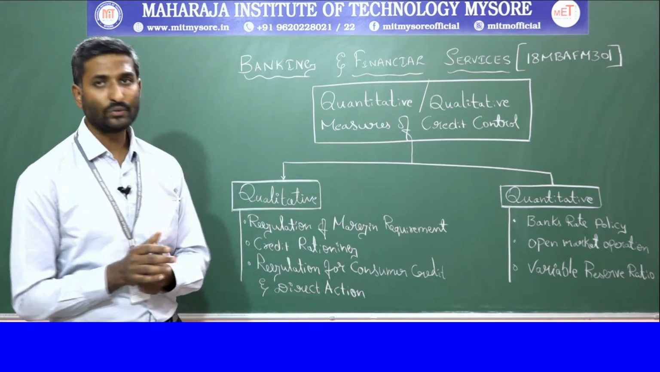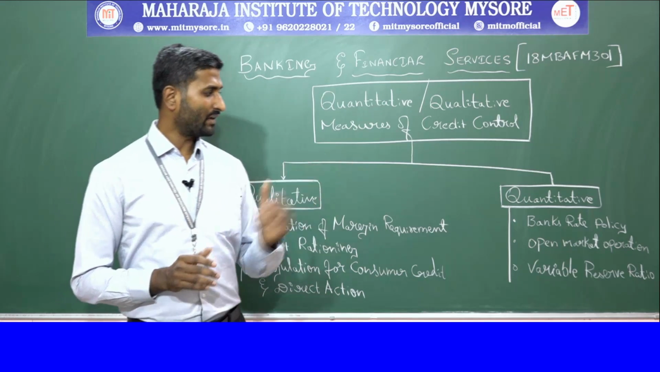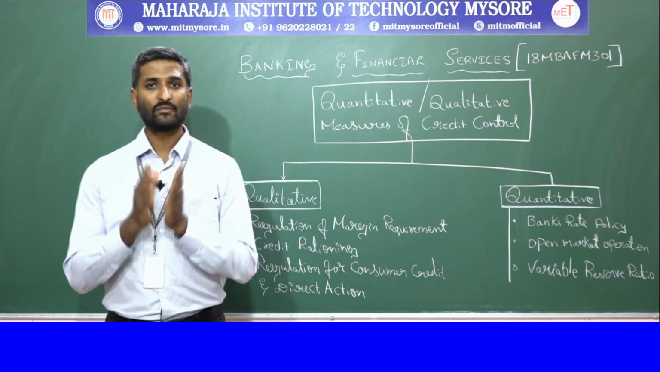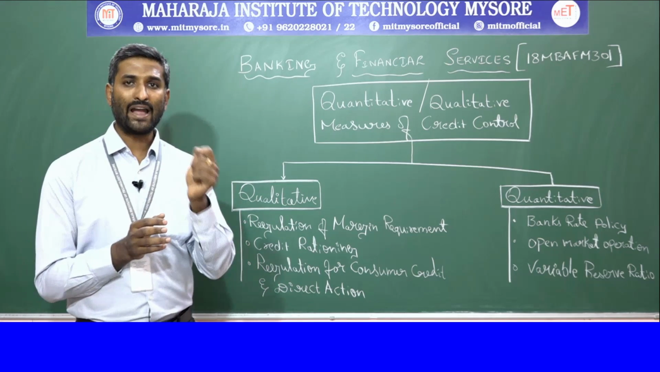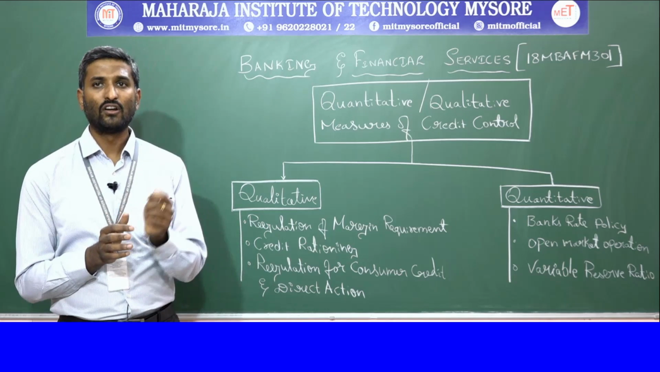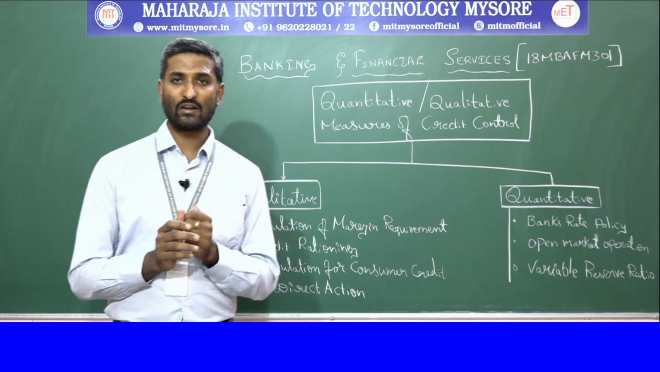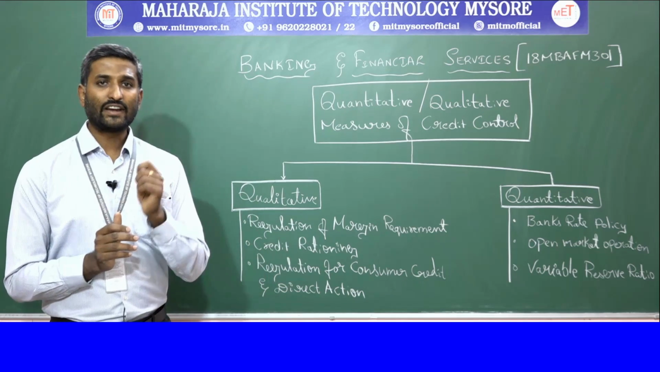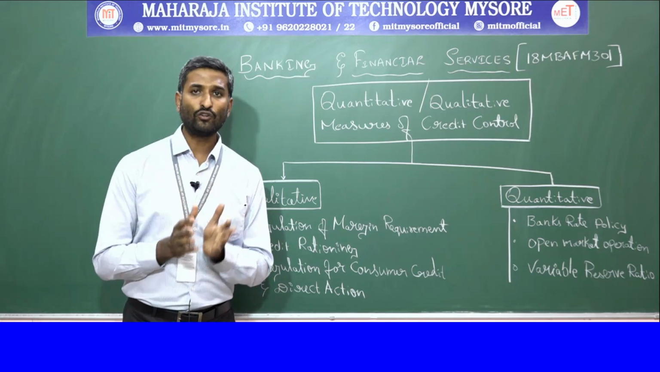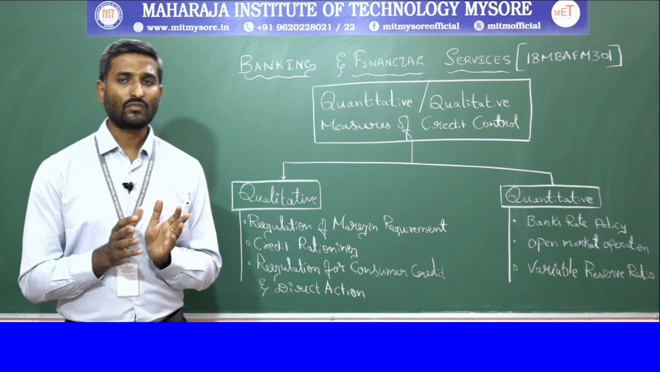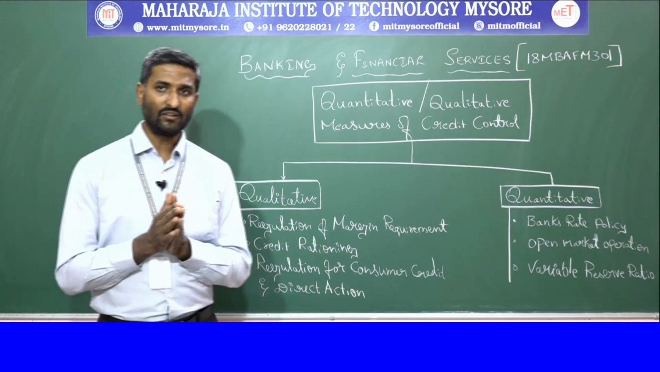So first we are looking at the quantitative methods. In the quantitative methods, the first one is bank rate policy. The name itself indicates it is a bank rate policy. The bank rate is also known as the discount rate. It is the rate payable by the commercial banks on loans from, or rediscounts of, the central bank.